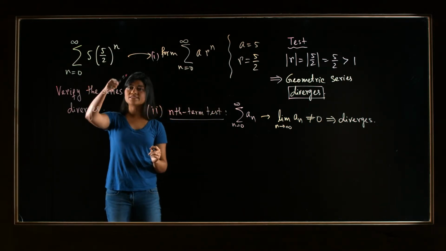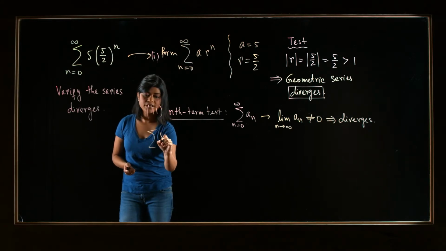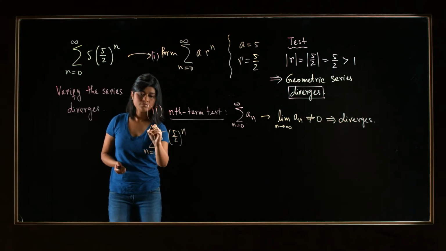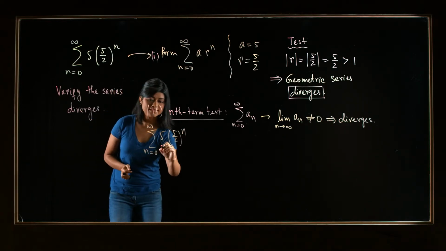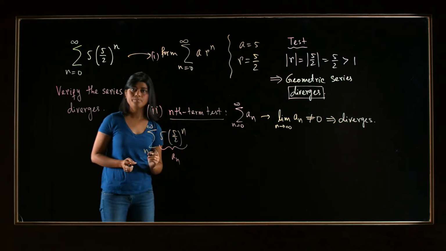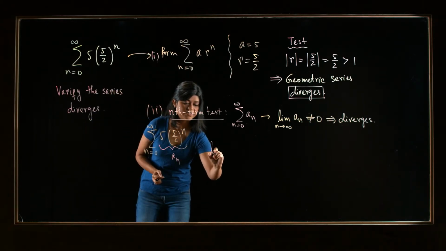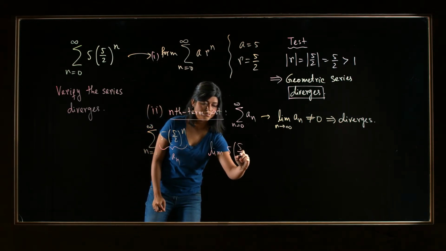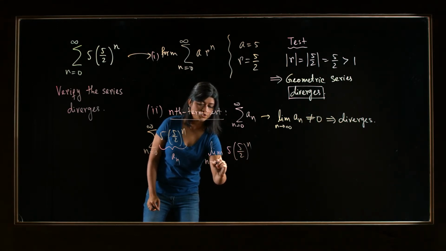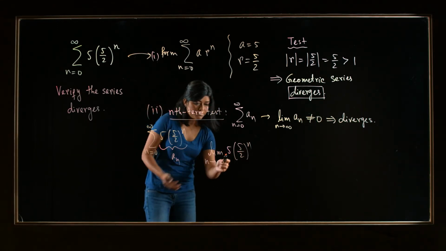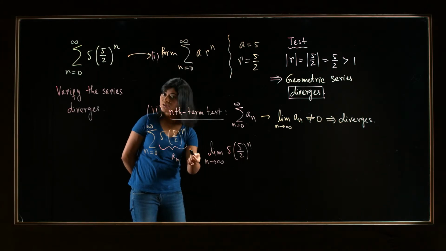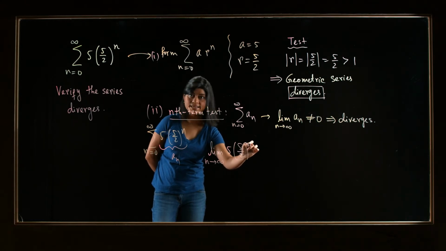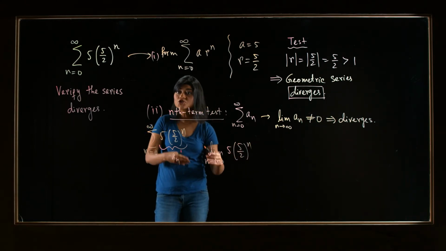Okay, so let's consider our series. This is 5 times (5/2) to the n. So what is a_n? This entire thing is a_n. So let's try this test. Let's take the limit of our a_n, which is 5 times (5/2) to the n, as n approaches infinity. 5 is a constant. You can take it outside the limit if you want. All we have to care about is this other expression, which has n in the exponent, so it's an exponential function.